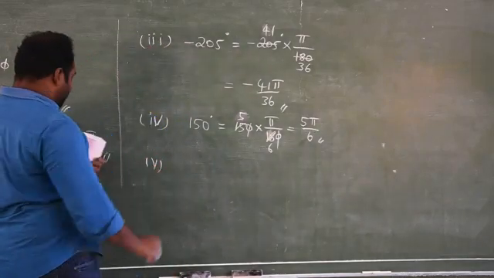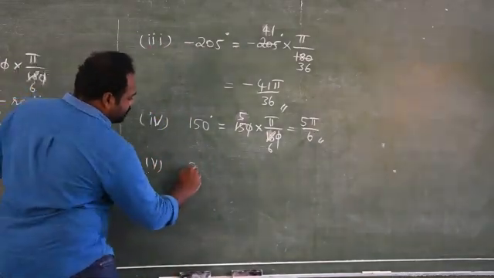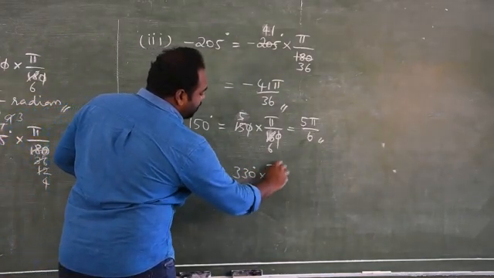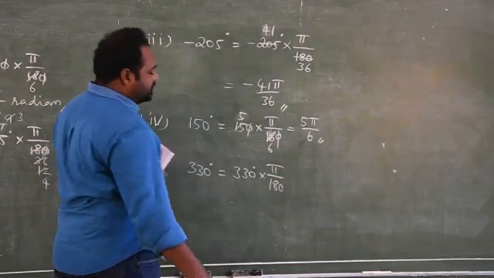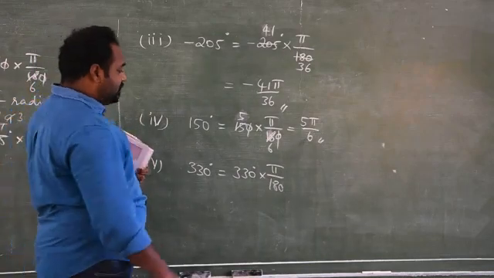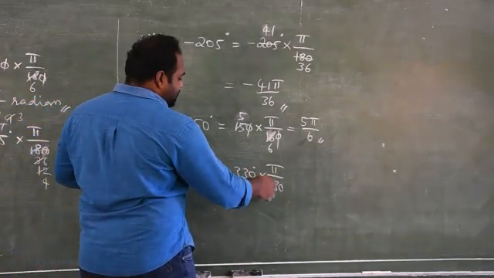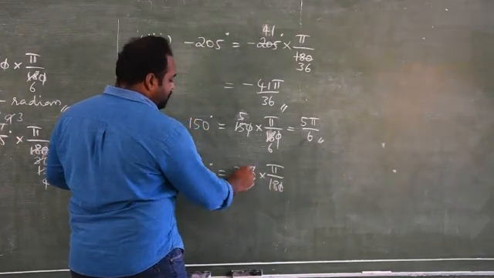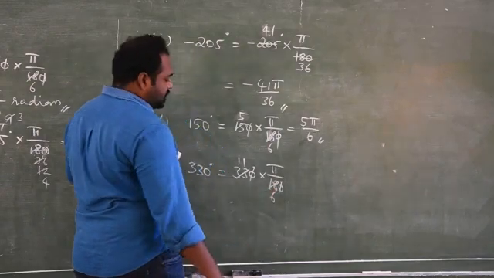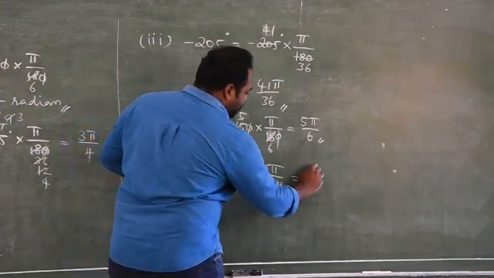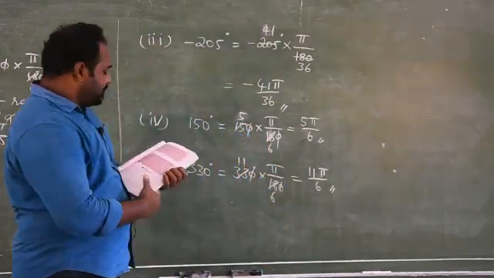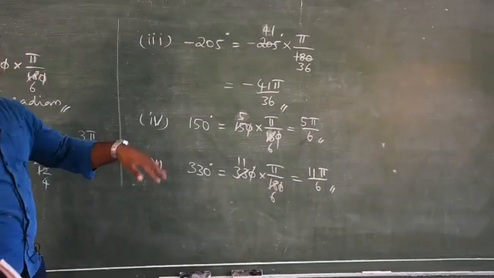Next, question number 5, 360 degree. 360 degree into pi by 180. When you have a cancellation, you have to be very careful. If you make any mistake, you will get a wrong answer. So you have to be very careful when you are cancelling these values. 0, 0 cancel, 3 table 1, 1 here, 6, 11 pi by 6 radian. So by this we can understand how to convert degree into radian.